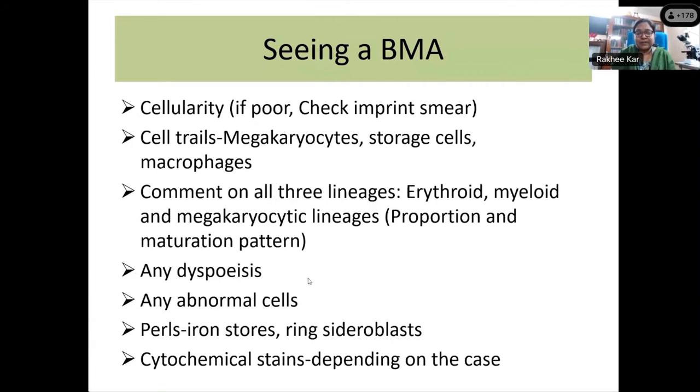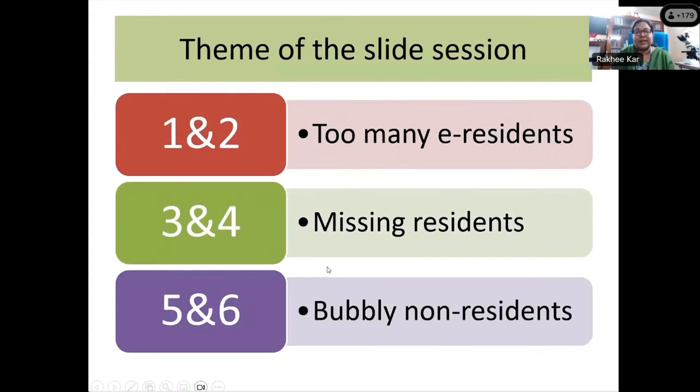So what we have today is 6 cases, and the theme of the slide session is like this. Cases 1 and 2, we have called too many erythroid residents. 3 and 4 are missing residents, and 5 and 6 are bubbly non-residents. So at the end of the session, you will realize whether the naming is apt or not.